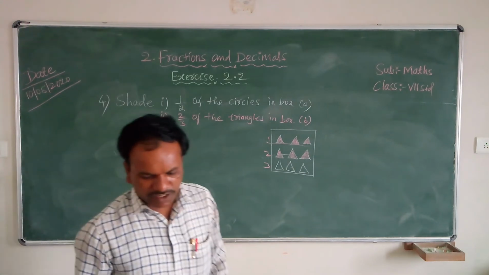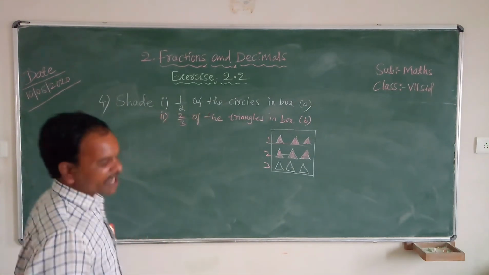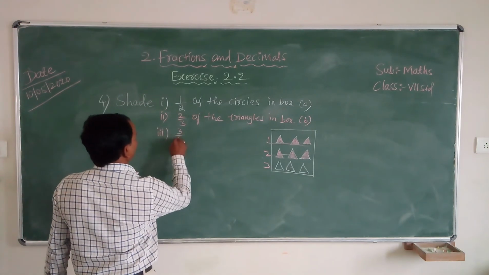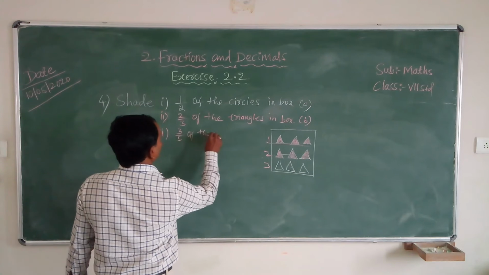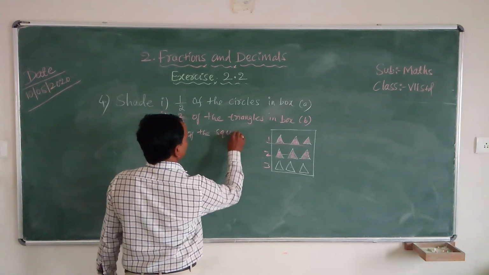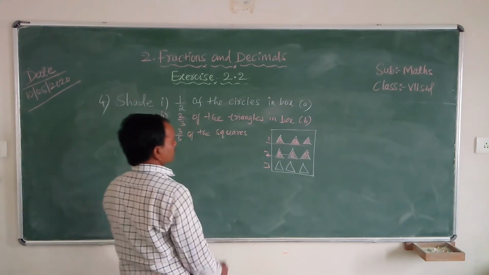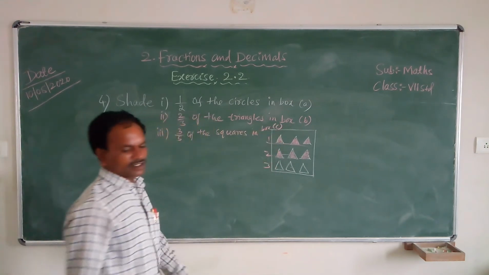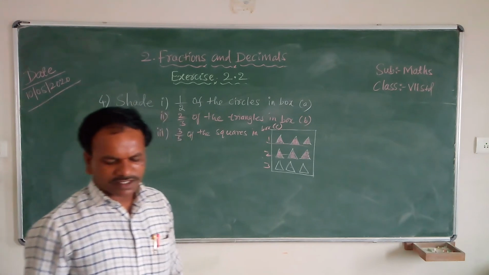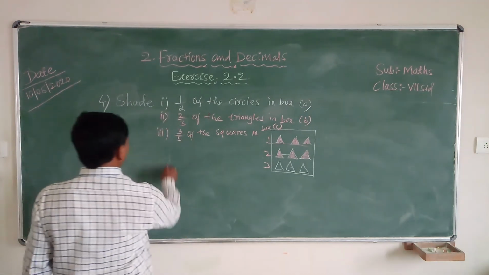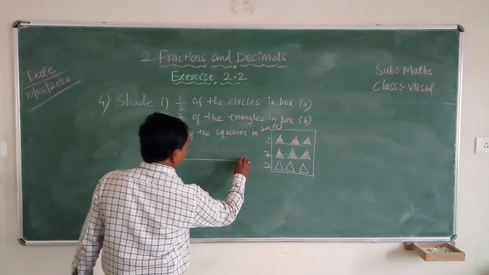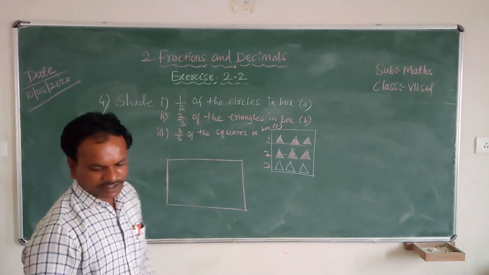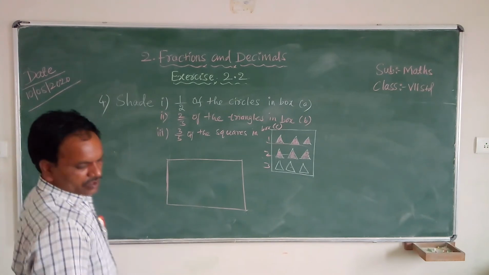Next question. Third one, 3 by 5 of the squares in box C. Third one is there. 3 by 5 of the squares in box C. What is the C here? The box is there. Like this the box is there, and squares are there.